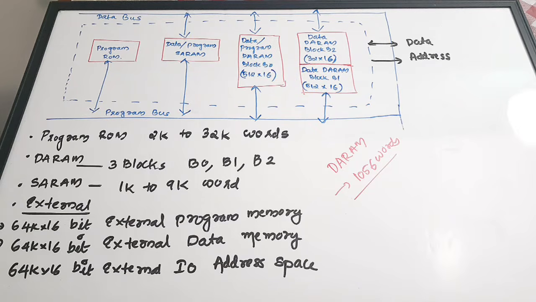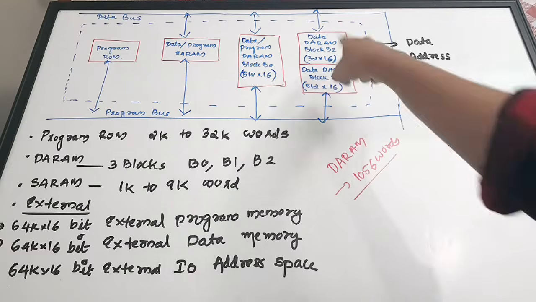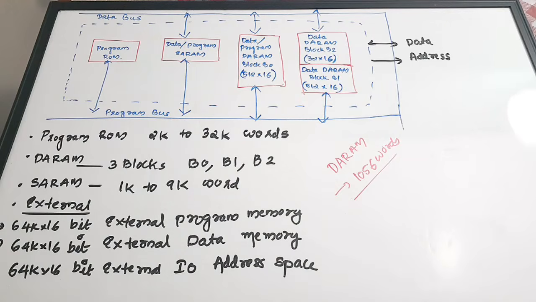So the on-chip memory is divided into the program memory and 2 types of data memories. It can be SRAM or DRAM. The SRAM has only 1 block and there are 3 blocks of DRAMs. So that's all about the memory organization. Now let us see the CPU architecture.